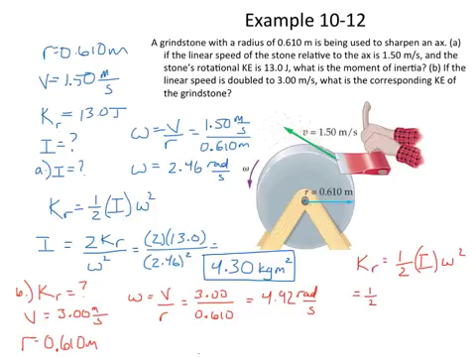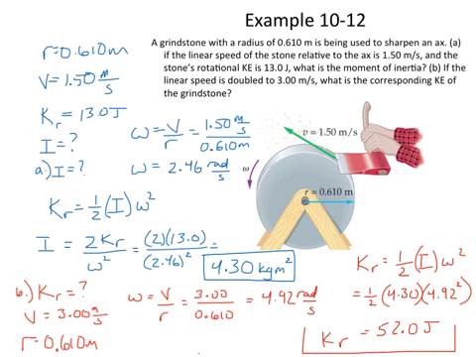That's 1/2 times 4.30, our moment of inertia, times our new angular velocity, 4.92. We're going to have to square that. So our new rotational kinetic energy is 1/2 times 4.30 times 4.92 squared. I get 52.0 joules. That's our new rotational kinetic energy.